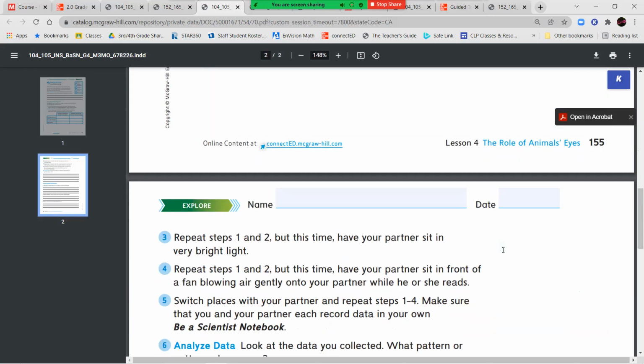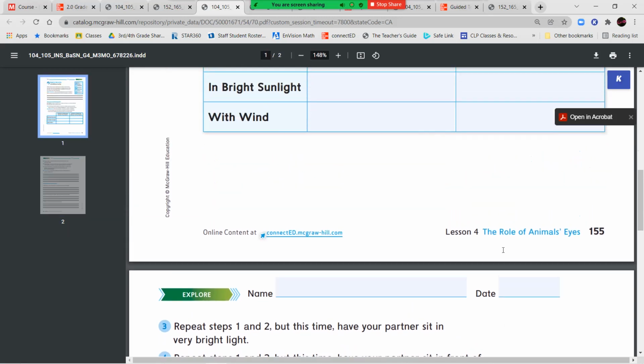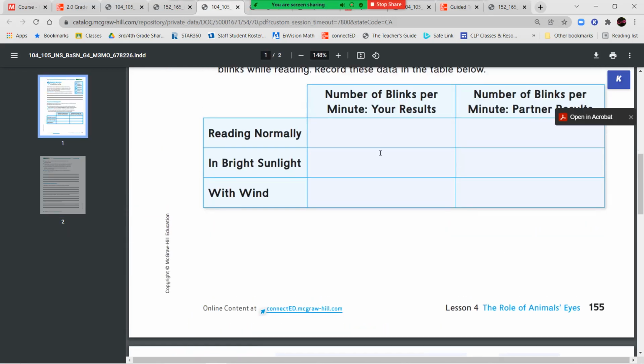Now for steps 3 and 4, you're going to repeat what happened, but you're going to have them sitting near a really bright light. So they're going to be reading and you're going to be measuring how many times they blink when there's a really bright light near them. And then they'll measure it for you.